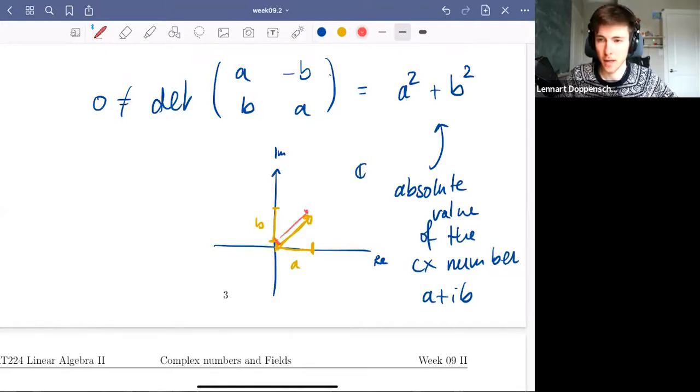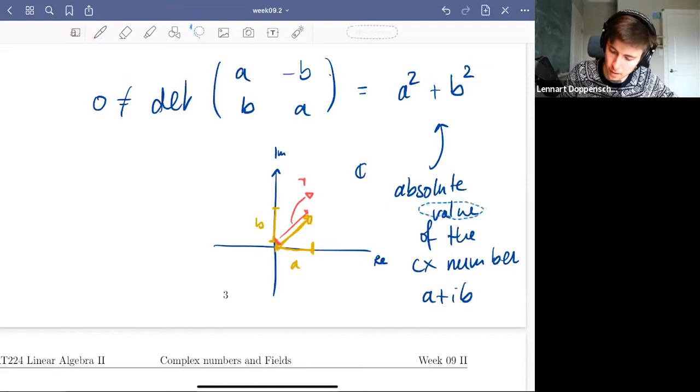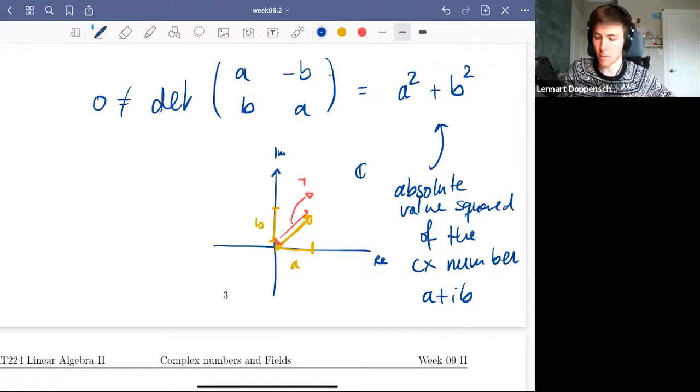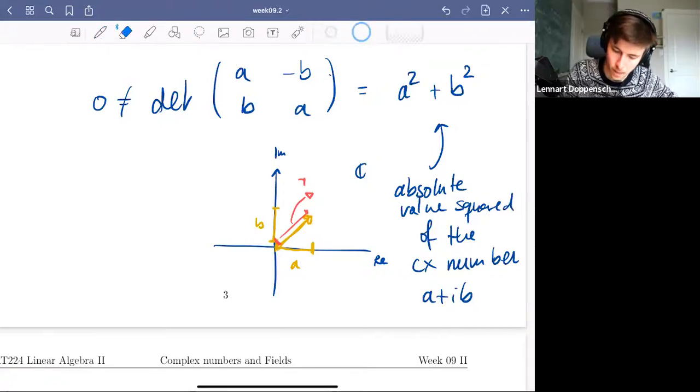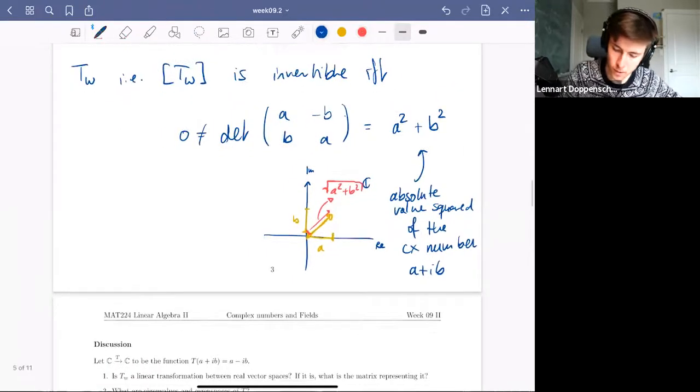This is just the, how do you pronounce it in English? Pythagoras. The law of squares. Well, it's technically the absolute value squared of the complex number, so the absolute value would be the square root of a squared plus b squared. So if someone tells you to compute the length, the absolute value of a plus ib, then this is the square root of a squared plus b squared.